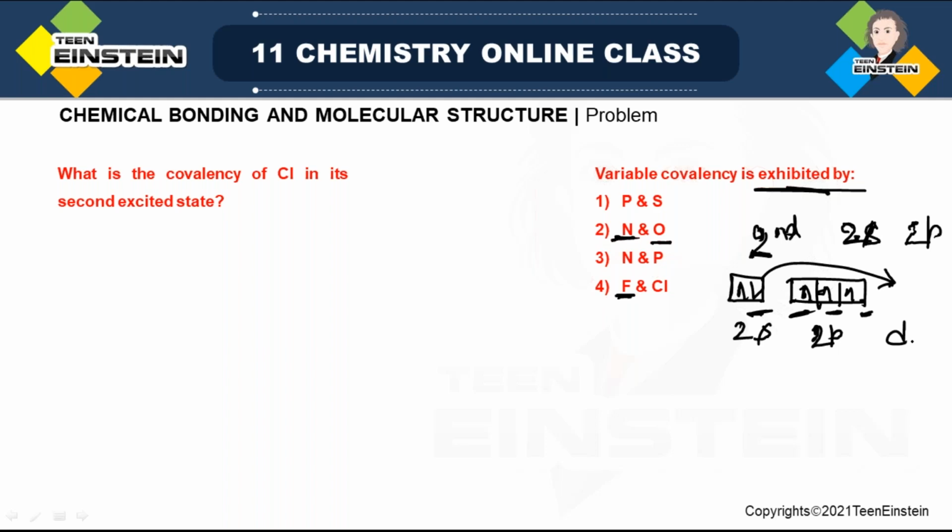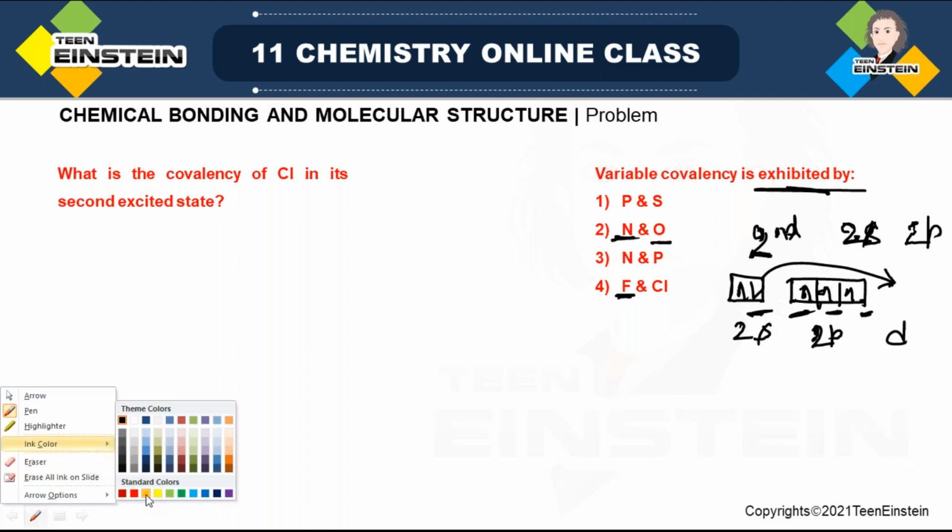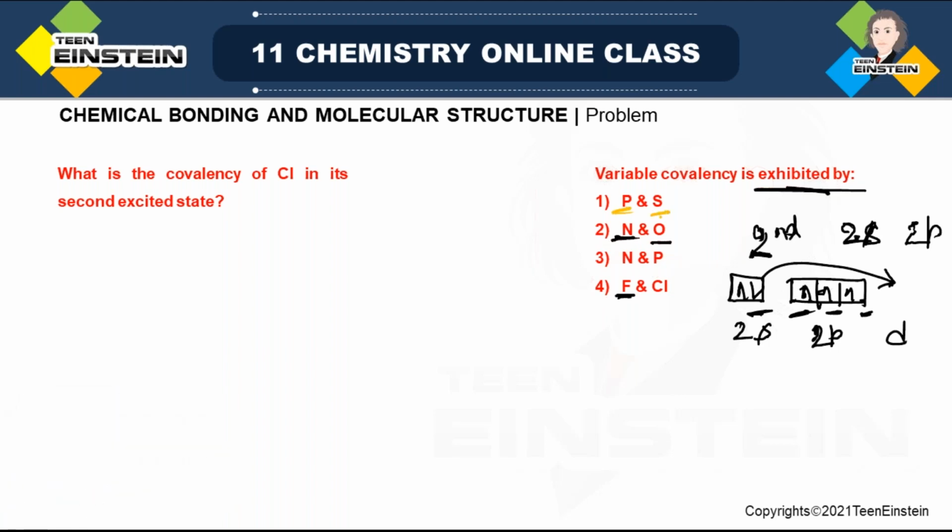The same logic is also applicable for oxygen and fluorine. But chlorine, phosphorus, sulfur, these 3 elements can show variable covalency, which is clear. But we have to choose the option where both elements can show variable covalency, because in each option we have a pair. So the first option will be the correct option, because in the last option, option 4, though chlorine is correct, fluorine is not correct. P and S is the correct option.